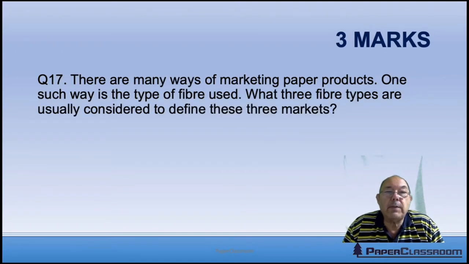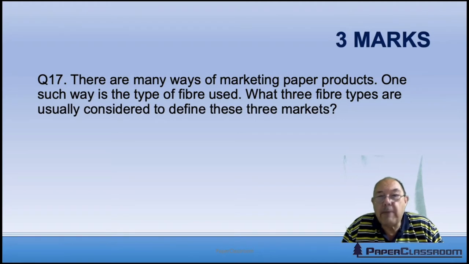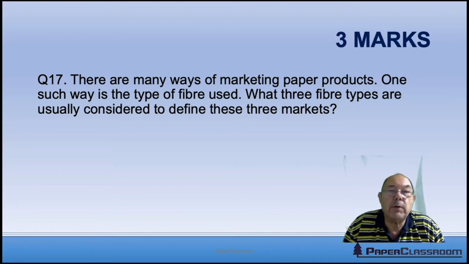Okay, question 17. There are many ways of marketing paper products. One such way is the type of fibre used. What 3 fibre types are usually considered to define these 3 markets?